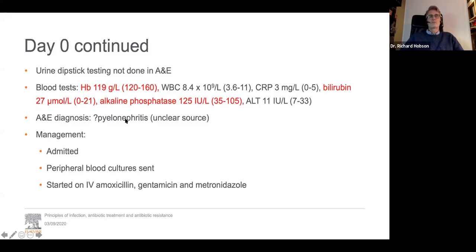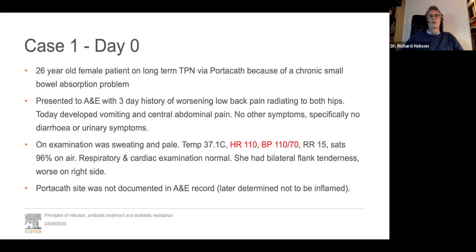We can just stop there for a moment and think about the things in her history which would make you think she's got pyelonephritis and the things in her history which wouldn't or might not. Firstly, I think she does have back pain. Low back pain is consistent with a urinary tract infection. She then has developed vomiting, which is consistent with septic presentations and infection generally, and central abdominal pain. And then when she was examined, she had flank tenderness worse on one side than the other. So there are some features to suggest pyelonephritis.